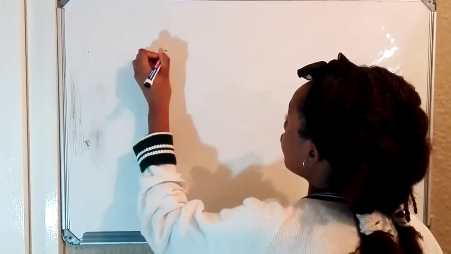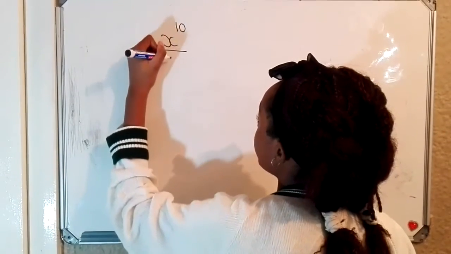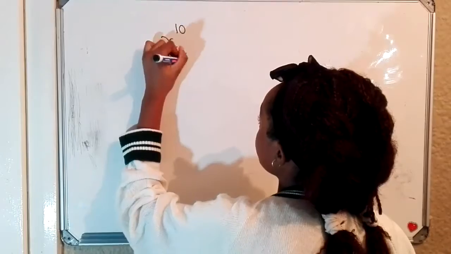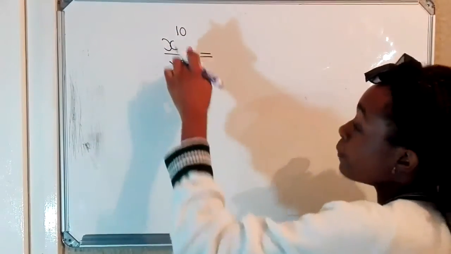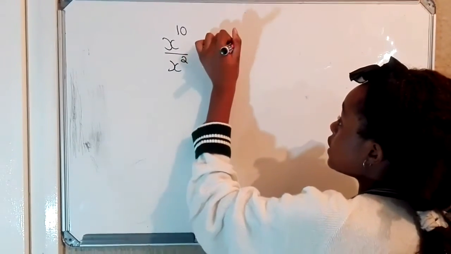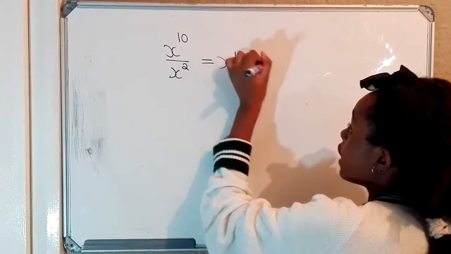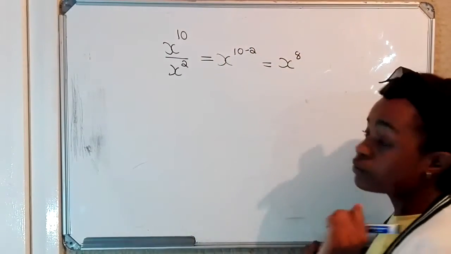So what if you have x to the power of 10 divided by x to the power of 2, okay? When you have common variables, you subtract the exponents. So you have x to the 10 minus 2, okay? And that gives you an answer of x to the power of 8. And why do we do this?